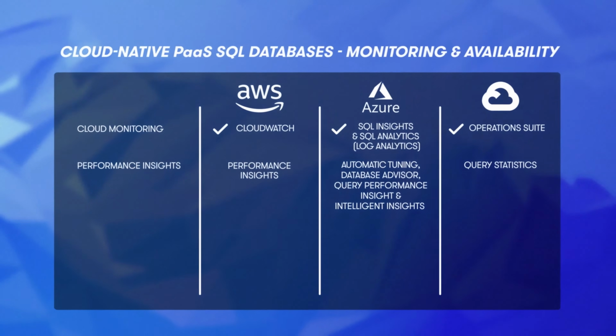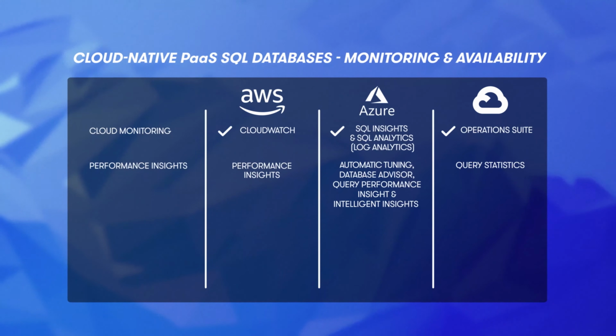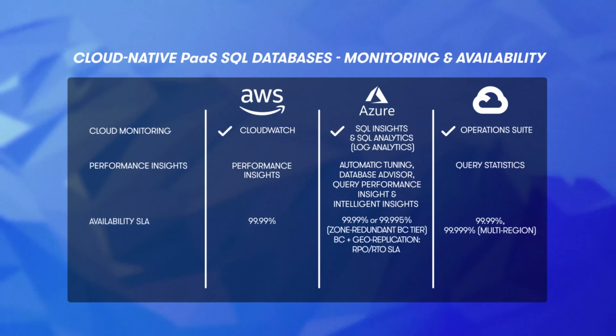From a monitoring perspective, all providers offer good coverage, particularly Azure, with a comprehensive array of performance insights tooling. All offerings have similar base SLAs. Azure lifts that higher with its business critical tier, and it's also the only one to have an SLA on recovery point objective and recovery time objective. But the most impressive is GCP's Cloud Spanner, with 99.999% availability for multi-region configuration. To be clear, that's 26 seconds of allowed downtime per month.